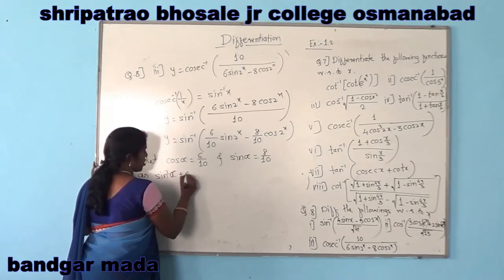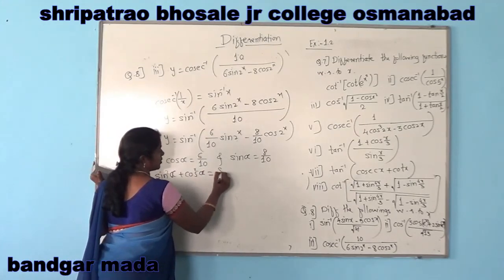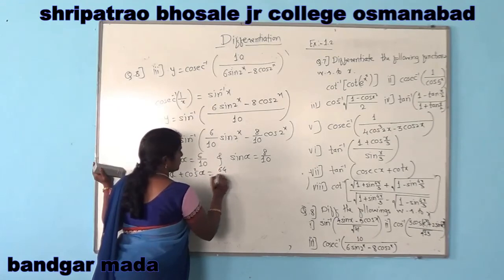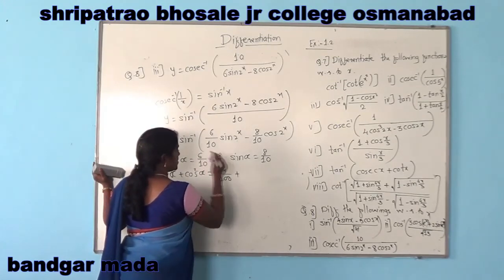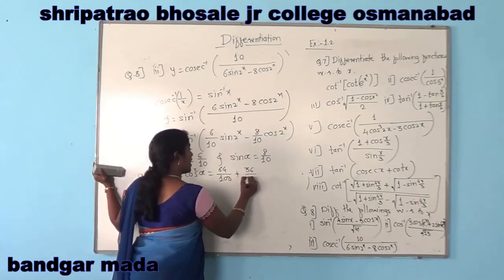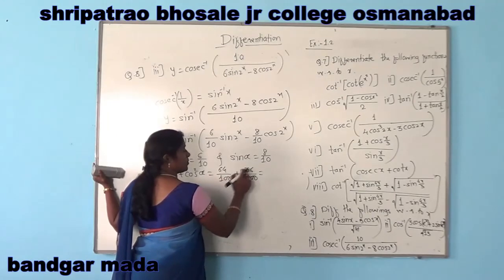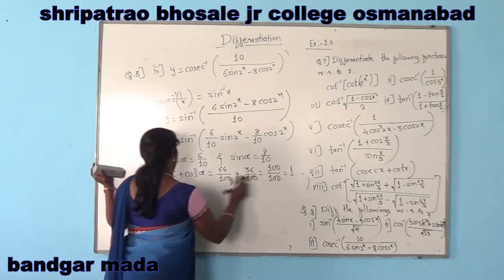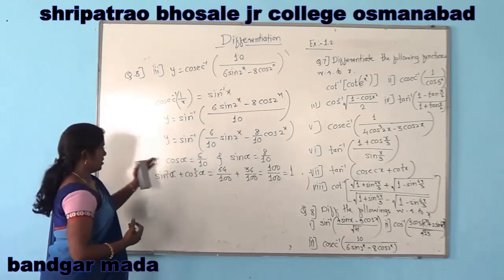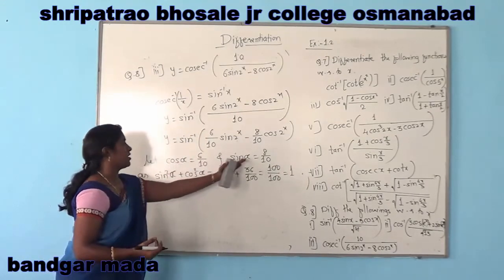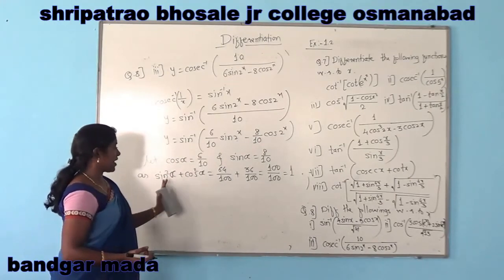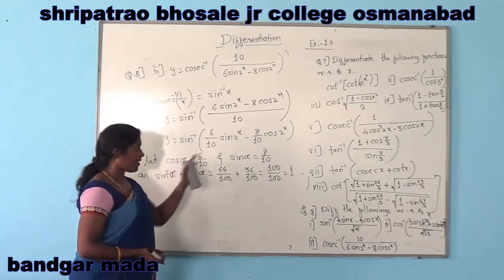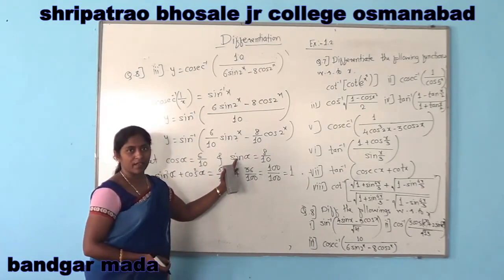Check: sin square alpha plus cos square alpha is equal to 8 by 10 whole square plus 6 by 10 whole square. 8 square is 64 by 100 plus 6 square is 36 by 100. 64 plus 36 is 100 by 100, which gives 1. So our consideration is true. Since the addition of the squares of cos alpha and sin alpha is 1, we can use 6 by 10 as cos alpha and 8 by 10 as sin alpha.